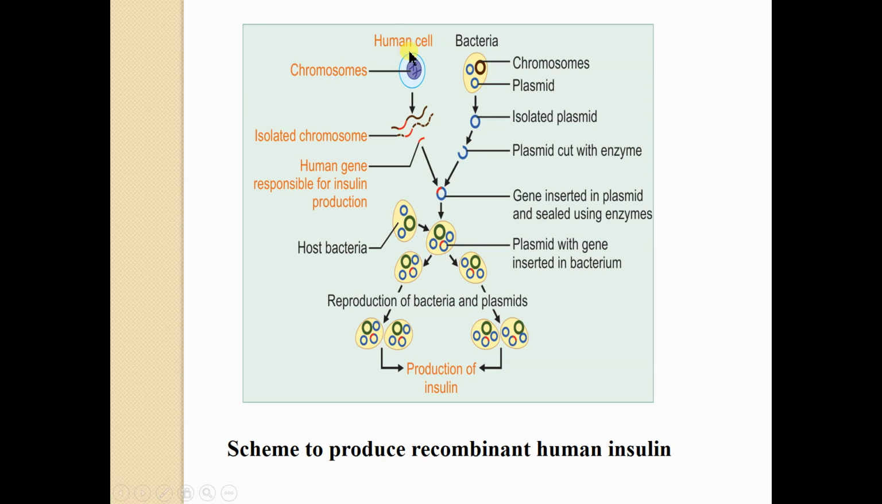So what we will do: the particular chromosome of the human cell is taken out, then isolation of the chromosome is done, then the human gene which is responsible for insulin production is isolated. The bacterial plasmid is taken out, then the plasmid is cut with the restriction endonuclease enzyme. Similarly, this human gene responsible for insulin production is also acted upon by the restriction endonuclease enzyme. Then this is inserted with the help of the DNA ligase enzyme. Then they will be transported into the bacteria.